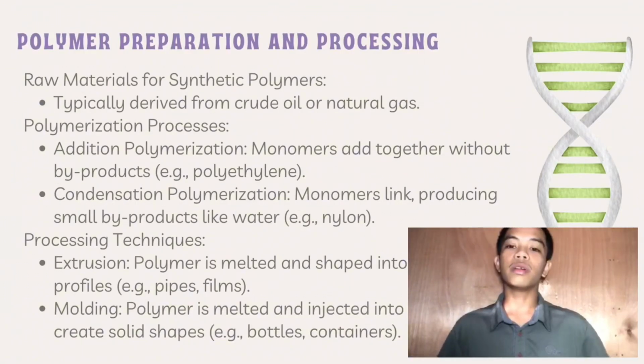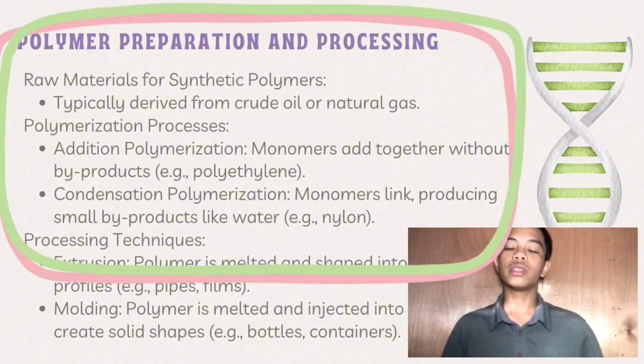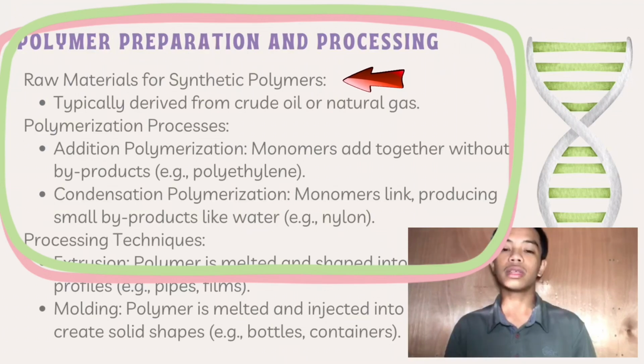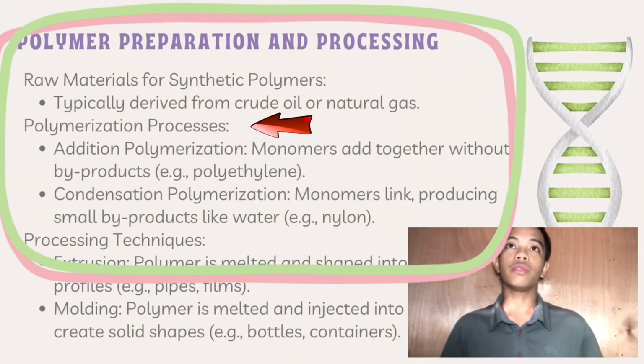The next slide is all about polymer preparation and processing. Polymer preparation has two parts: raw materials for synthetic polymers and the polymerization process. Raw materials for synthetic polymers are derived from crude oil or natural gas. And the polymerization process has two types, addition polymerization and condensation polymerization. An example of addition polymerization is polyethylene, and the condensation example is nylon.